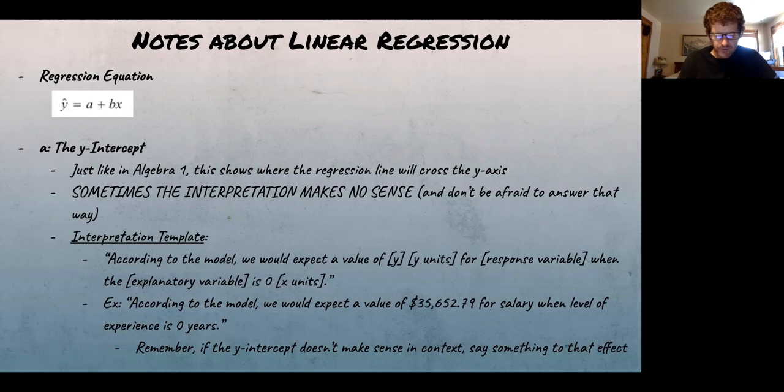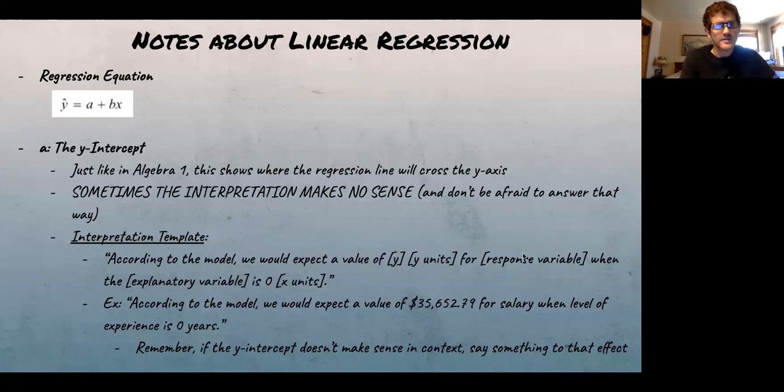So if we do want to write an interpretation, we can use this. I'm only going to talk about the one where I filled it in. According to the model, we would expect a value of blank for salary when level of experience is 0 years. And just to reiterate, if it doesn't make sense, say that it doesn't make sense. But here, this is totally fine to have a y-intercept for that context.